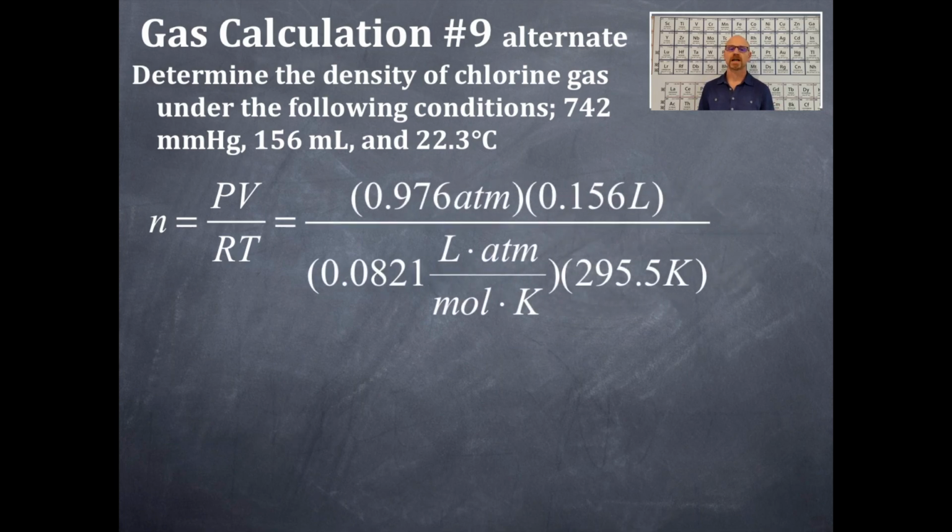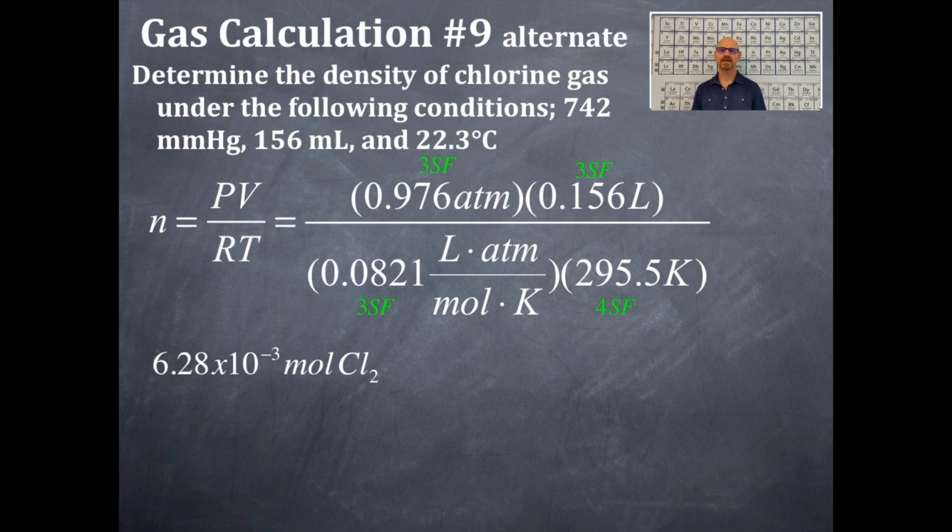Bam. Okay, you should see that the atmospheres cancel out, the liters cancel out, the kelvins cancel out. In the denominator, it's 1 over moles. I'm going to flip that, and I'm going to get moles. So I'm actually solving for moles of, remember, chlorine, that's diatomic. I have 3 significant figures here, and there's my mole value of chlorine. So that's 6.28 times 10 to the negative 3 moles of chlorine gas.